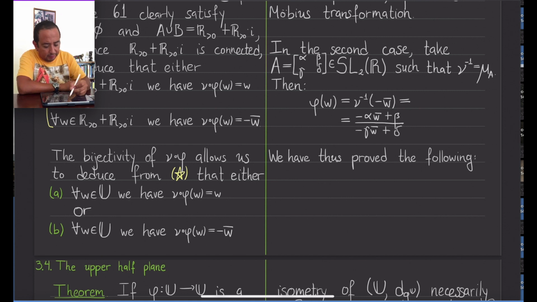Anyway, let's take a matrix. In that case, let's take a matrix of determinant 1, that gives me nu inverse as a Mobius transformation.